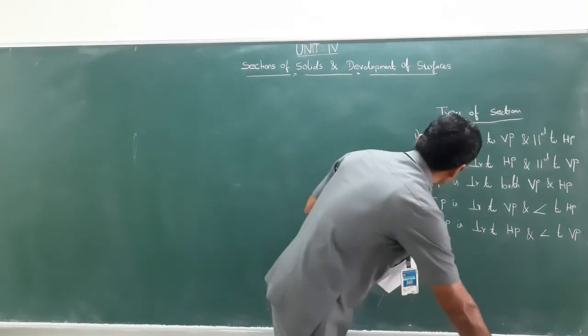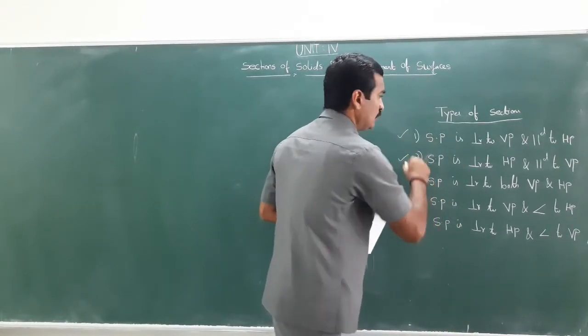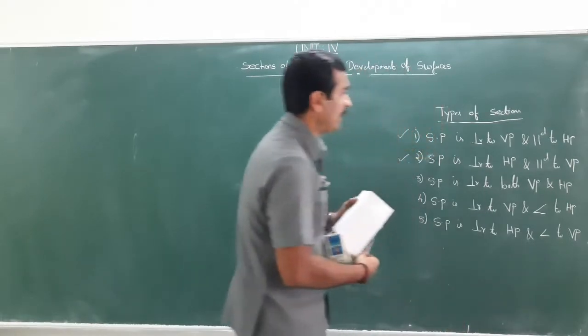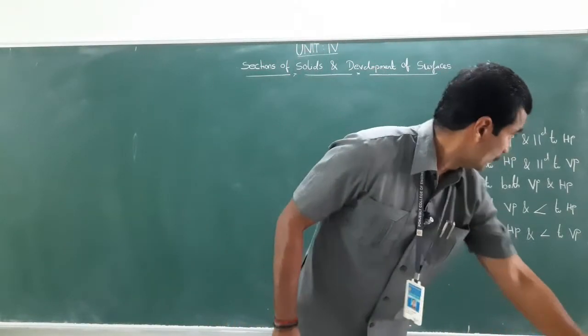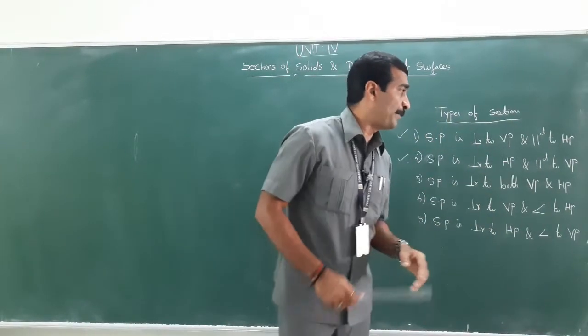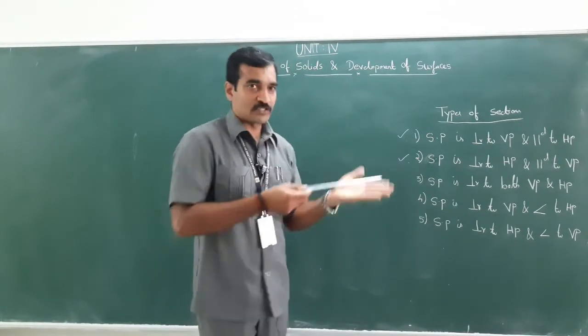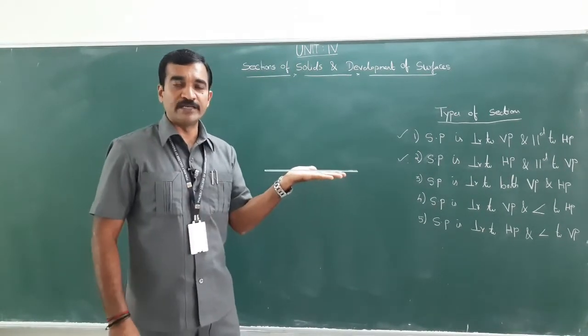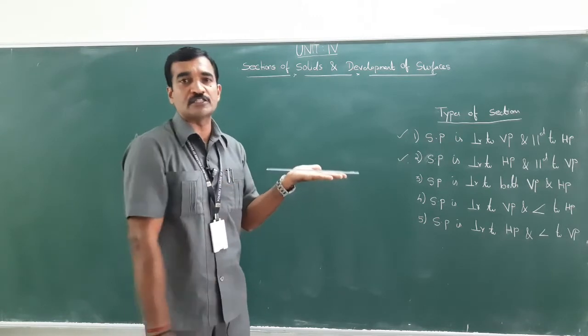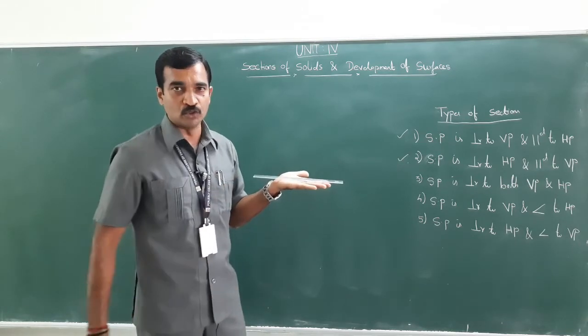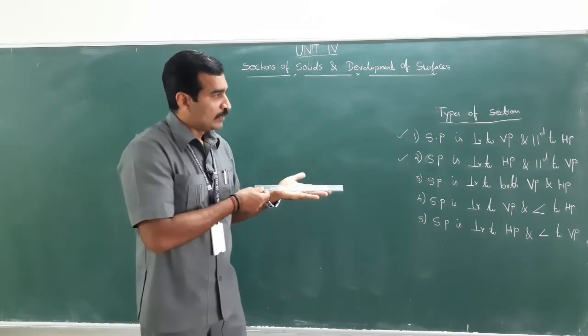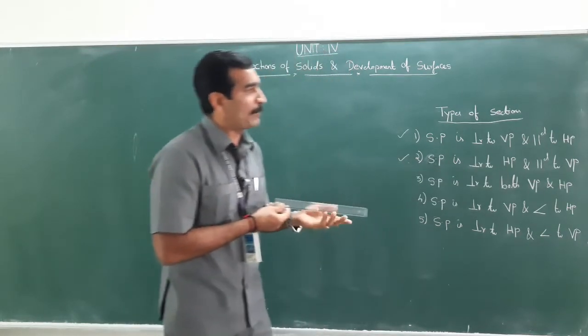Next, let's move to the second one. The section plane is perpendicular to HP and parallel to VP. So for the first condition, I kept the section plane in this manner so that the plane surface is parallel to HP and perpendicular to VP. Now it says perpendicular to HP and parallel to VP.